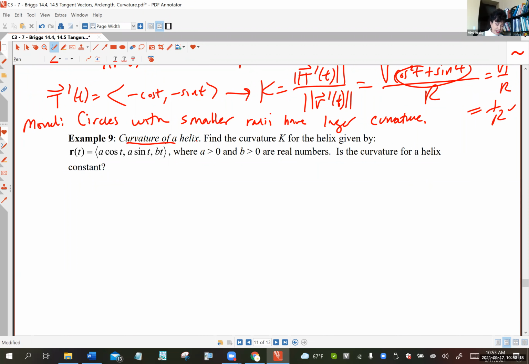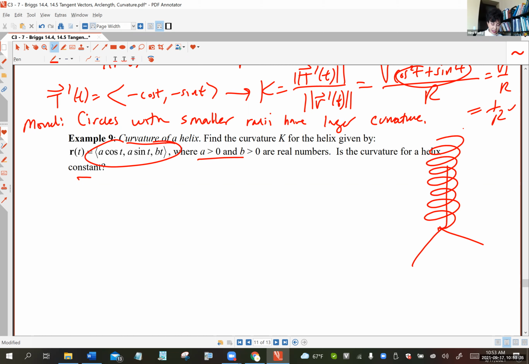Show that the curvature of a helix is constant. It's going to turn out to be a constant. Is it going to be 1 over R? Well, there's no R involved here. If I graph this helix where you've got a and b positive, it's going to look like that, that slinky. So the curvature kind of depends on where you are, but you'll see it will be a constant. It's going to depend on something. Okay.